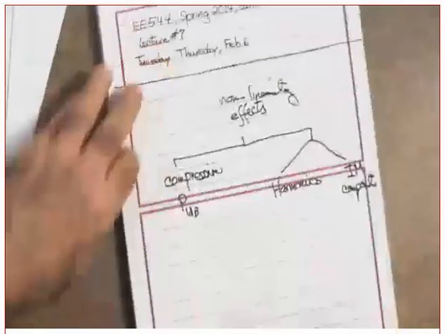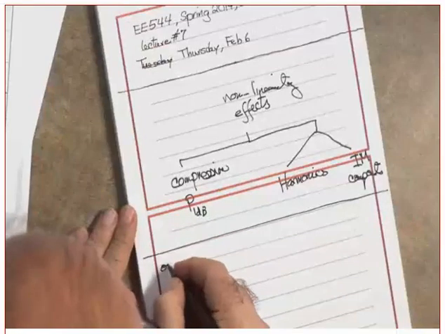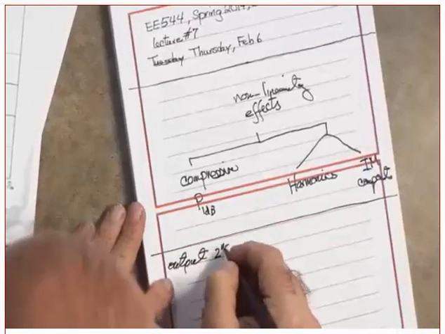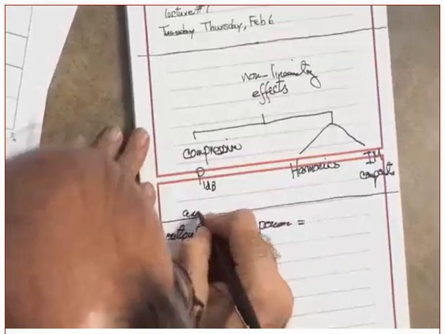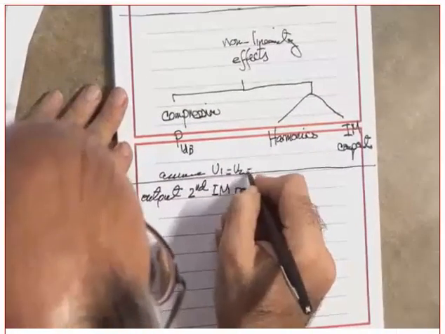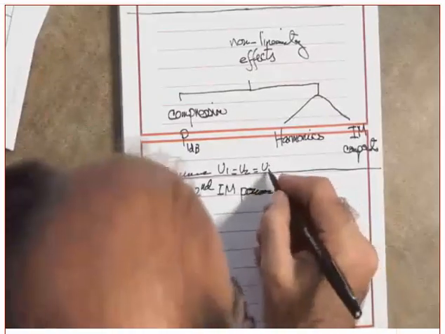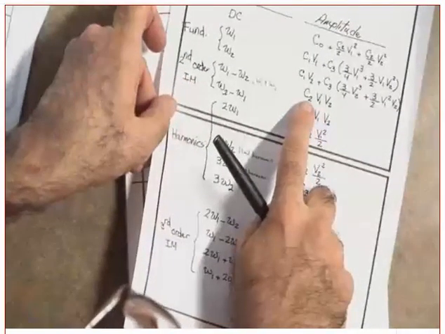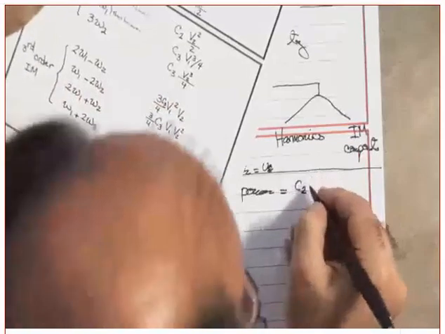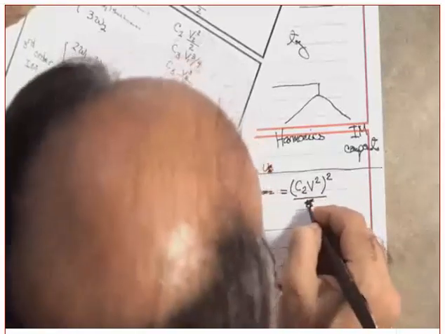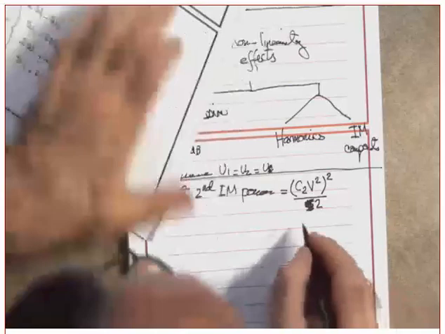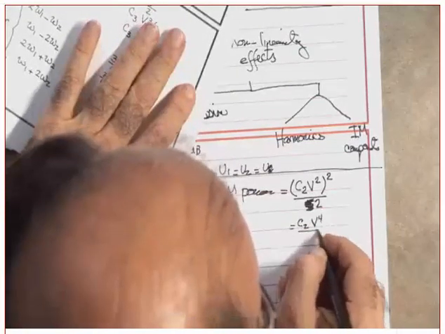Let's do it. Did you get my point here? Let's do it. The output second order intermodulation power. Now, let's assume again, just for simplicity, V1 equal to V2 equal to just V. Clear? Just V, let's not worry about the subscript. What is the power at the second order intermodulation? It is C2 squared V squared, the whole thing squared, divided by 2. Did you get it? This is C2 squared V to the 4th over 2.